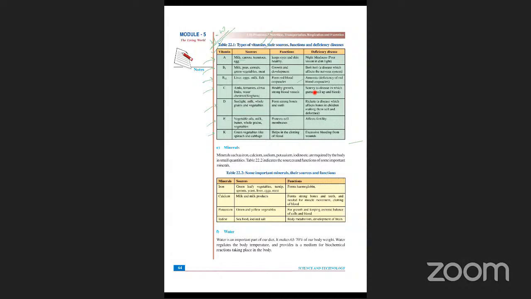Now, what is scurvy? Scurvy is a condition in your gum cells where bleeding starts. Okay, in your gum cells, like this part.